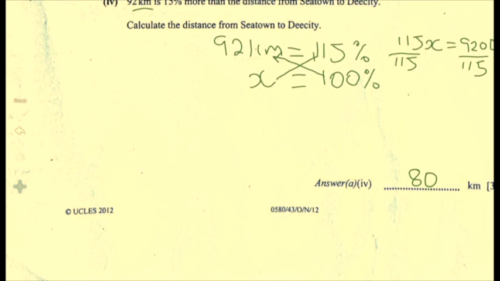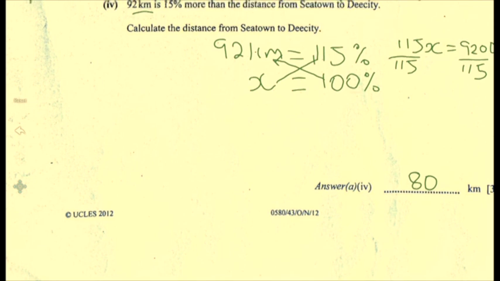So you need to recall that the original value, or the actual distance we want to calculate, is always the 100%, and that 92% or that 92 kilometers is actually 115%, because it's 15% more than the actual distance we want to calculate.